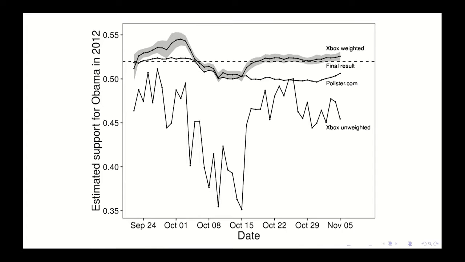But we've learned a lot since 1948, including things about model-based adjustment. And so this is what happens if you add adjustments to the Xbox data. You get something very close to the final election result, and in fact closer than what you get from the aggregation of standard telephone-based surveys. So this was a very surprising result to people. Many people doubted this. This is a kind of controversial paper, I would say.